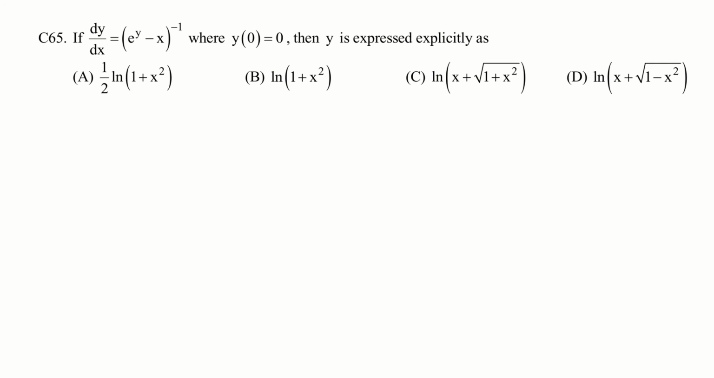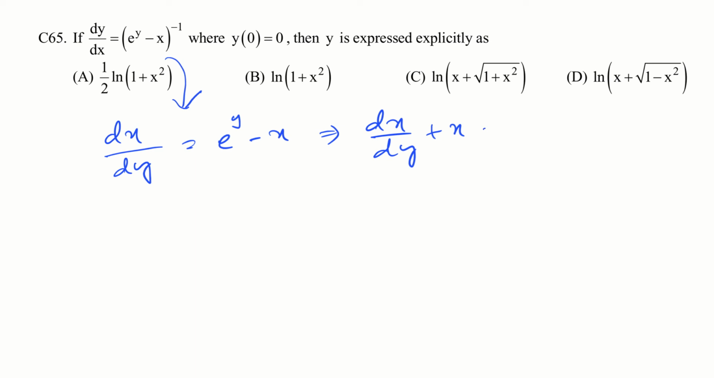Coming to the 65th problem, you can see that this equation I can write as dx by dy is equal to e power y minus x. So I have dx by dy plus x is equal to e power y. Now this is a linear differential equation. This is there in the intermediate textbook itself. You know how to solve this one.